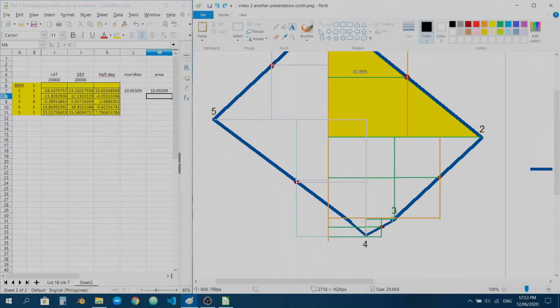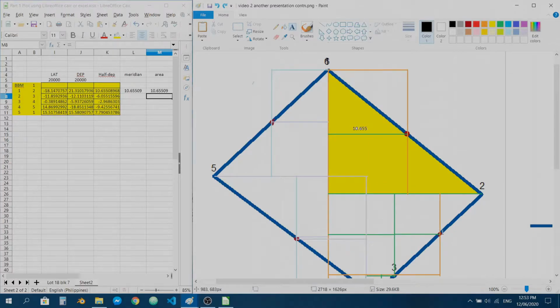Okay. And now for line 2 to 3, to get its meridian and then multiply it by its latitude to get the area, we just need to add this one, and then add this, which is the half depth. Okay, let's put it there, less than its half depth of 2 to 3.